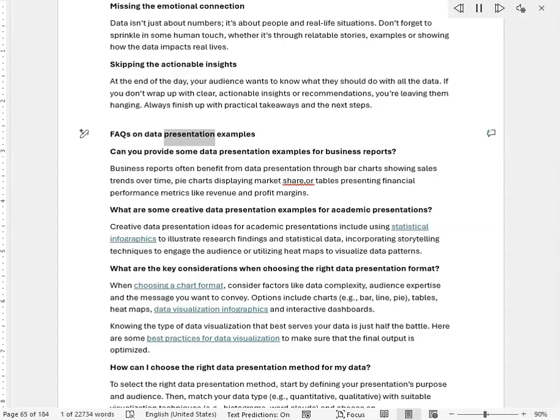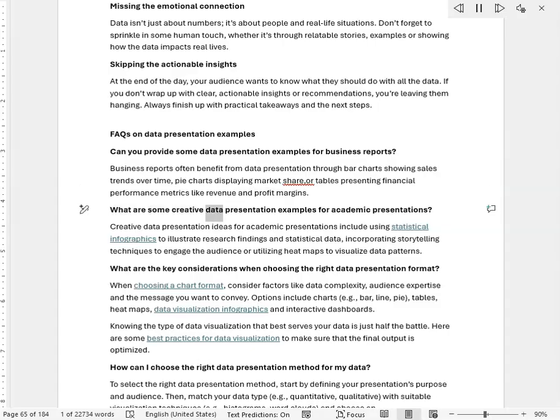FAQs on data presentation examples. Can you provide some data presentation examples for business reports? Business reports often benefit from data presentation through bar charts showing sales trends over time, pie charts displaying market share, or tables presenting financial performance metrics like revenue and profit margins.